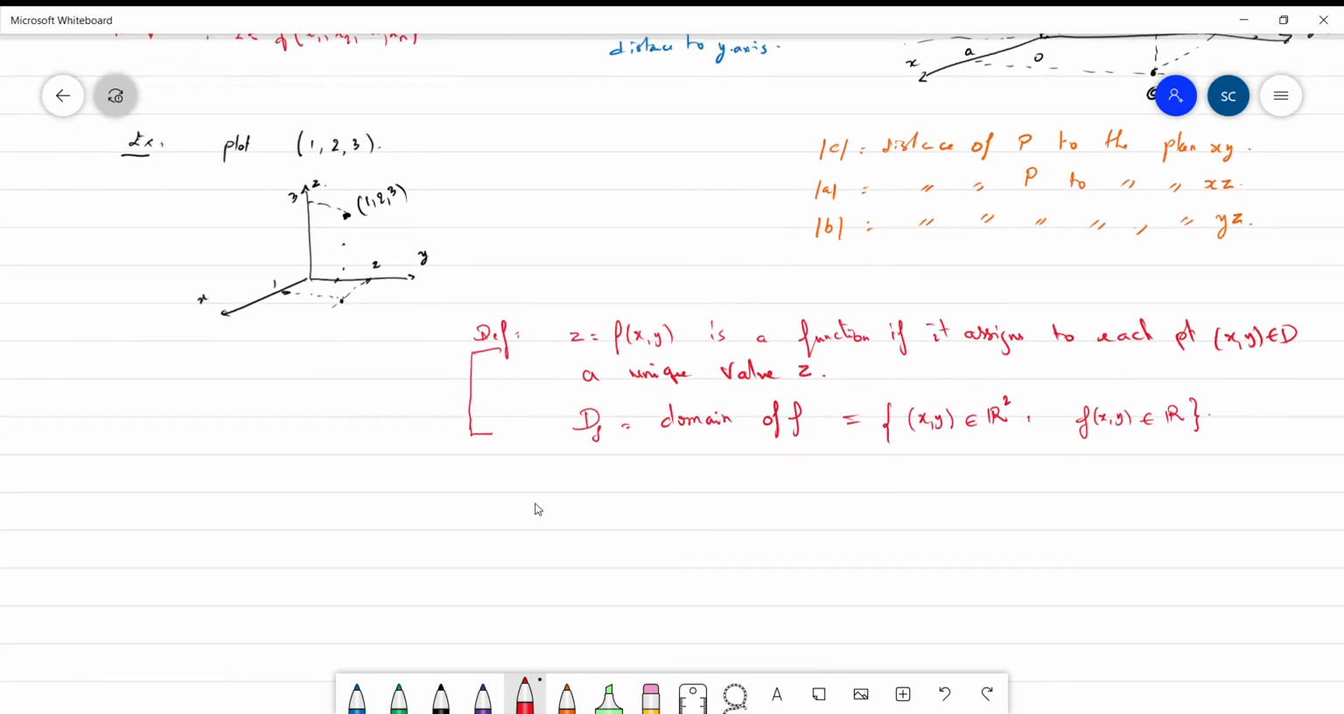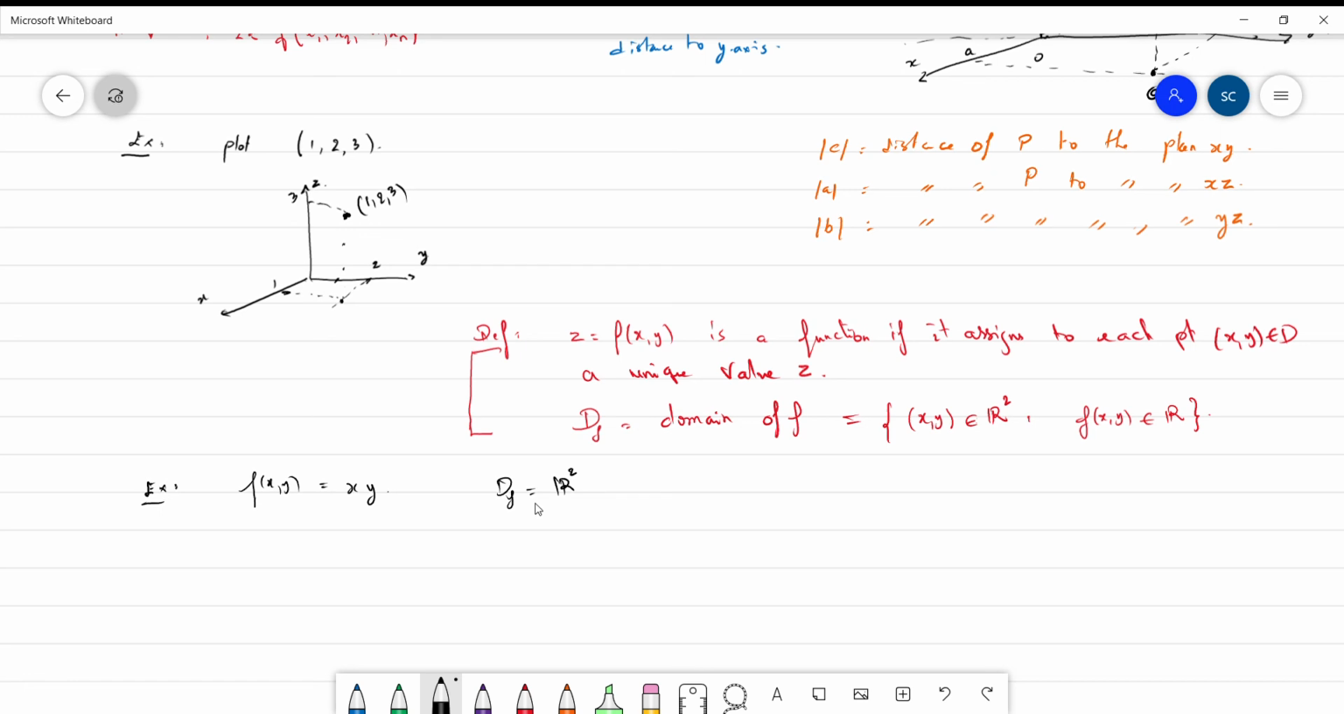An example. So what about f(x,y) = xy? Here I see that I can substitute any real value for x and y. So the domain of f is the whole plane.